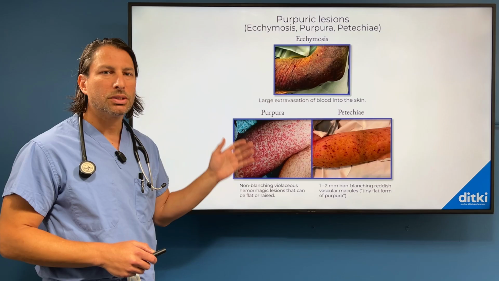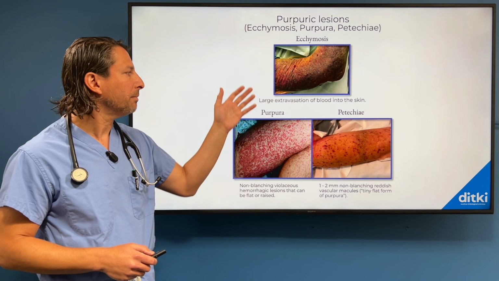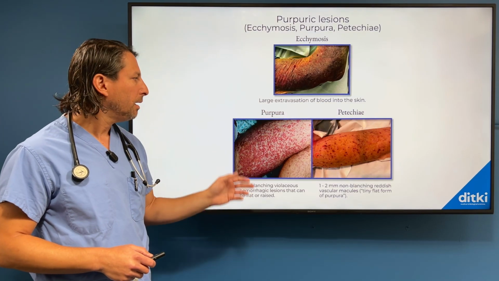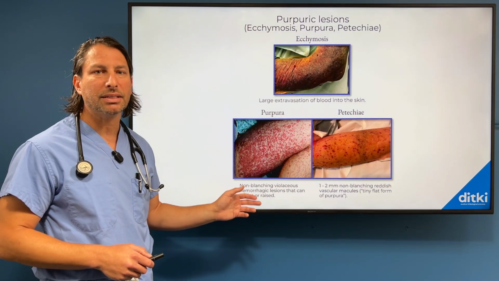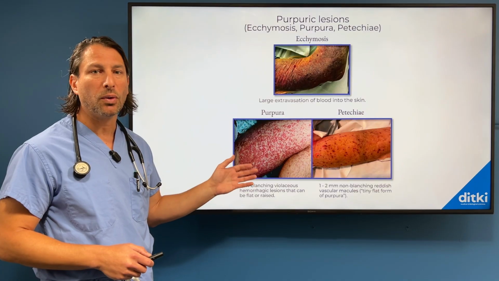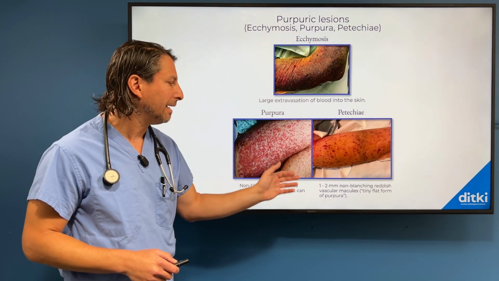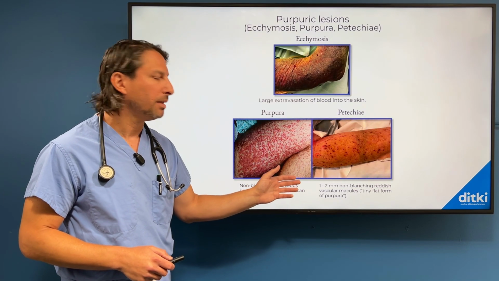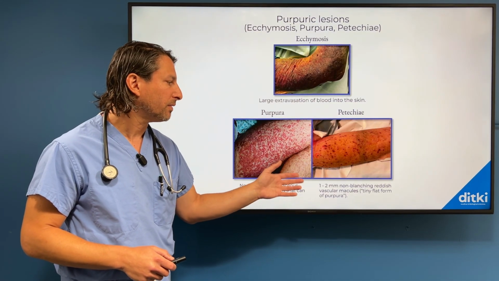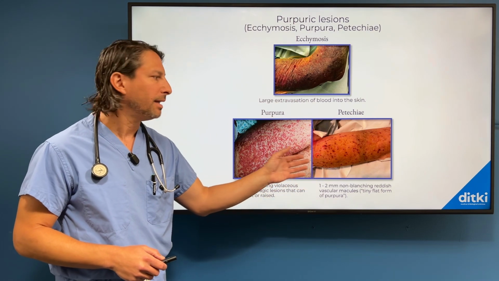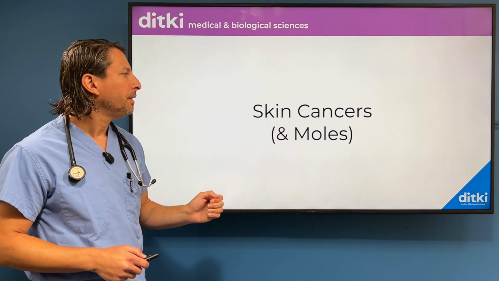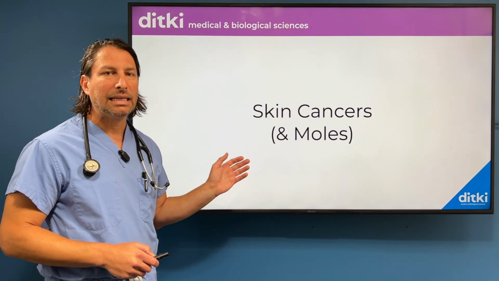vasodilators. So now some hemorrhagic lesions, ecchymosis, large extravasation of blood into the skin. Purpura here, non-blanching, violaceous hemorrhagic lesions. They can be flat or raised, versus petechiae, which are 1 to 2 millimeter non-blanching reddish lesions that are macules. They're flat. So we can think of petechiae as tiny flat form of purpura. So let's jump into skin cancers and moles.